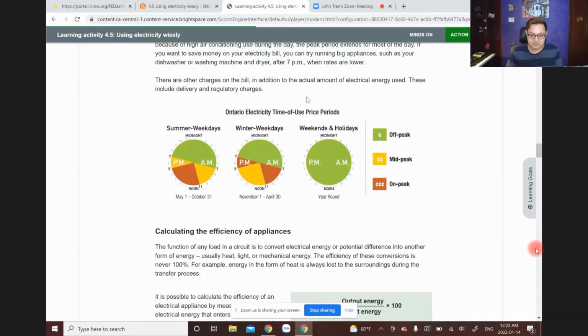Ontario electricity time of use price period: summer, weekends, weekdays, midnight.